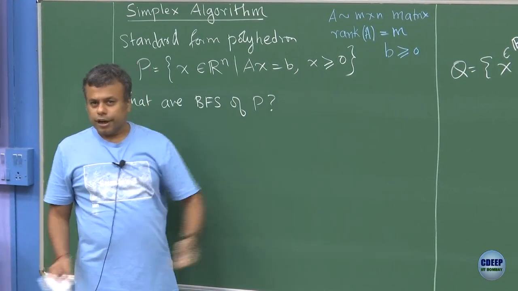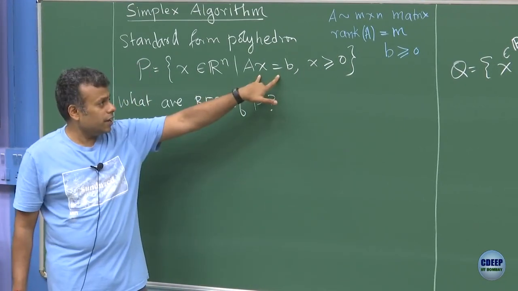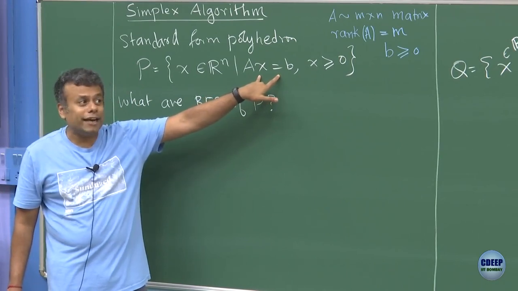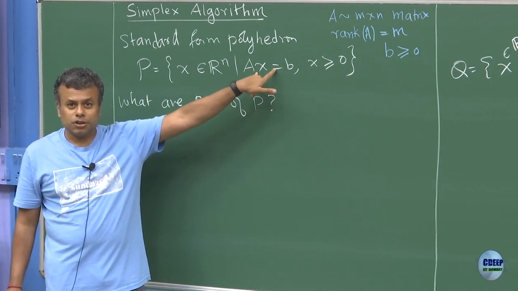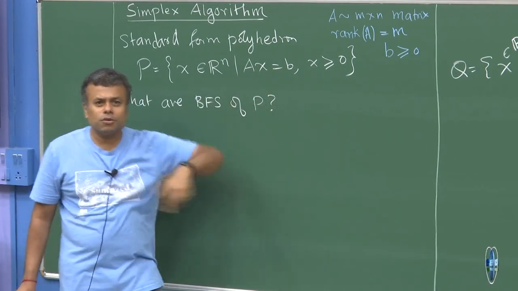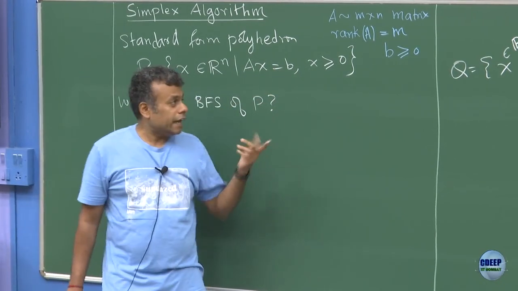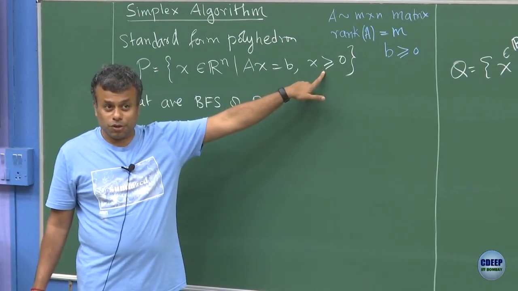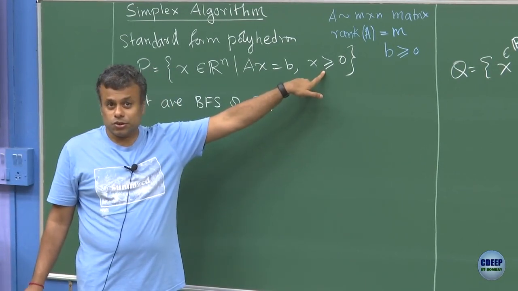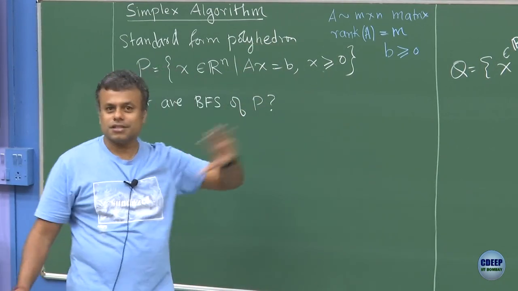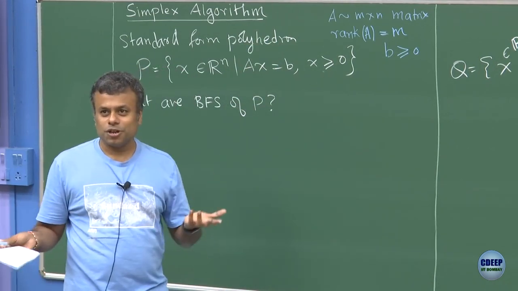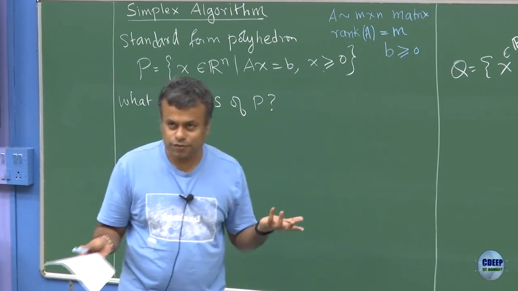Now you may ask, so here are m linearly independent constraints that always hold at equality, from this bunch of Ax equal to b. So where are the remaining ones going to come from? The non-negativities, right? So they are also inequality constraints. That's all, and that gives us extreme points of the standard form polyhedron, right?